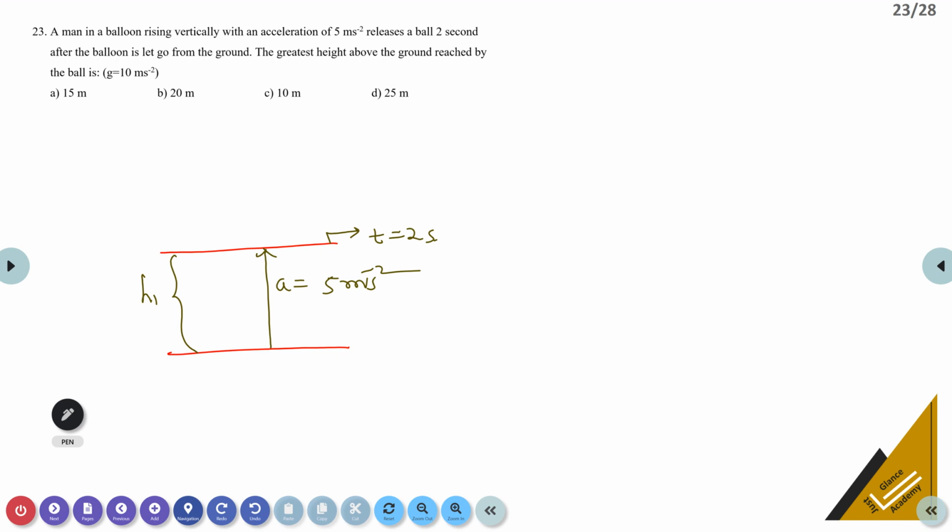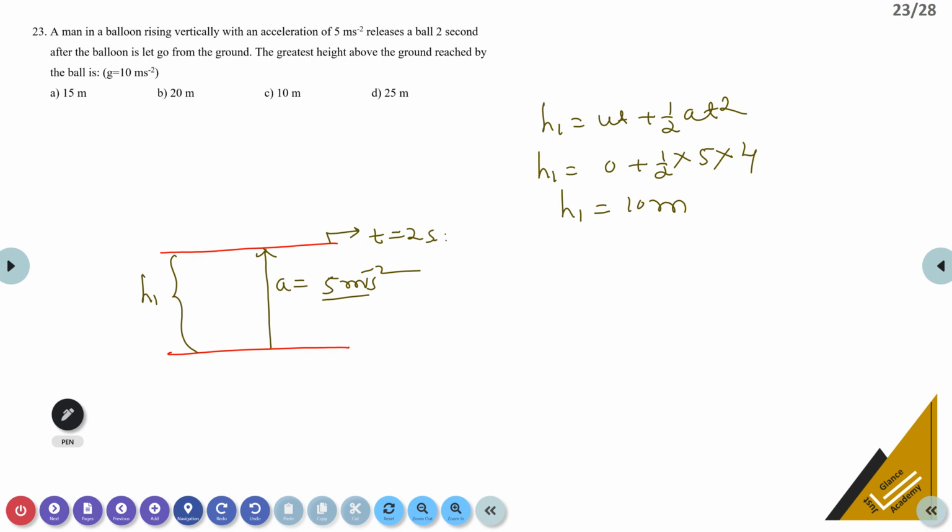h1 I will calculate, and you also calculate the velocity. Here it is a forced journey, because of fuel or something, it is traveling. h1 equal to ut plus half at square. h1 equal to 0 plus 1 by 2 into acceleration. Don't write 10 and all that, because it is traveling because of fuel burning. 5 into, what is the time of journey? 2, that is 4. So h1 equal to 10 meter.